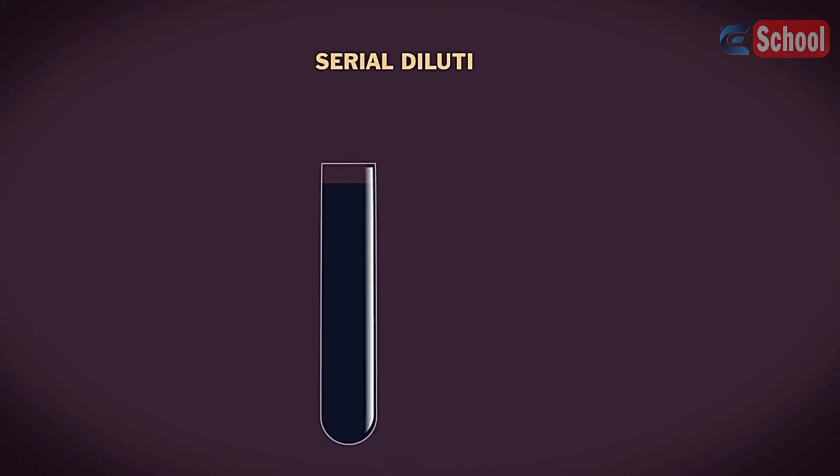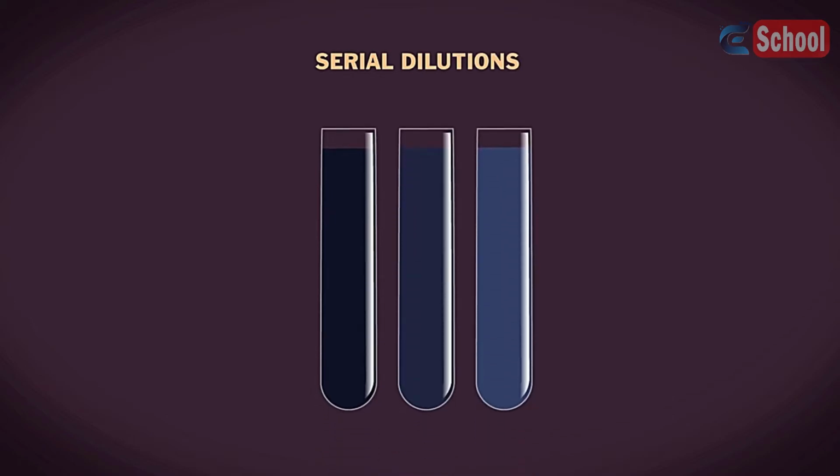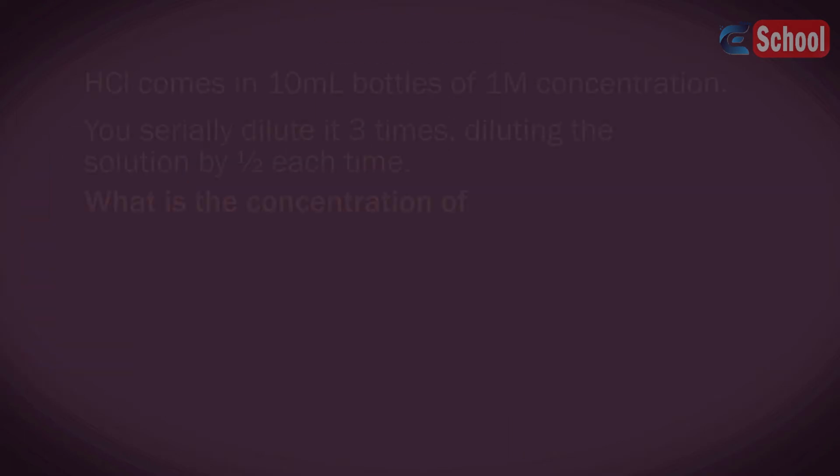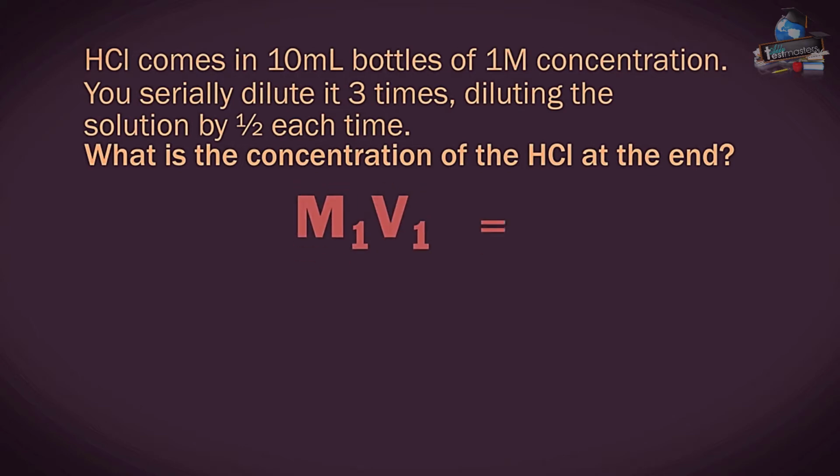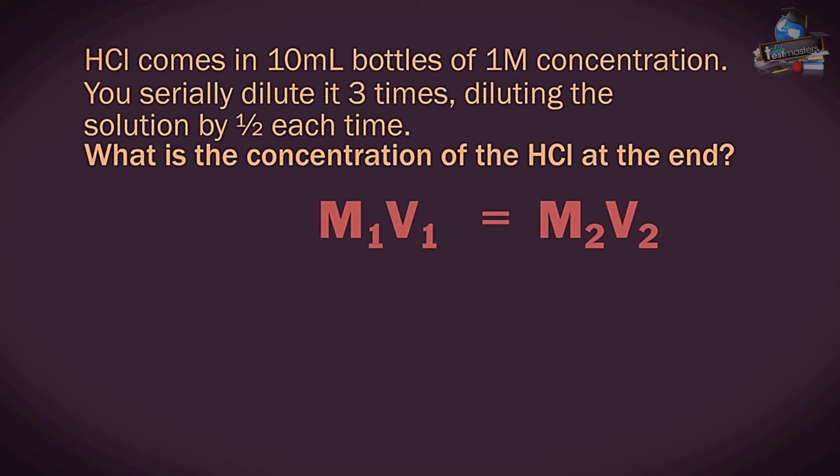Serial dilutions are used to accurately make really dilute solutions and are used throughout science, not just chemistry, such as microbiology and medicine. So let's look at an example. As before, we start with our equation M1V1 equals M2V2.